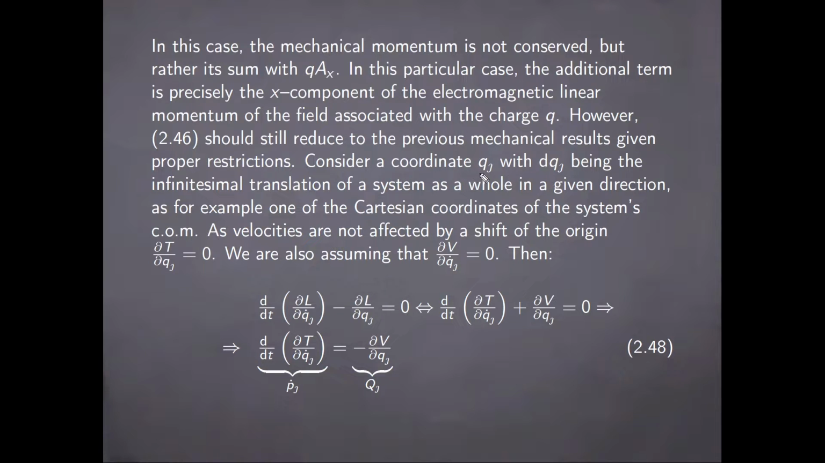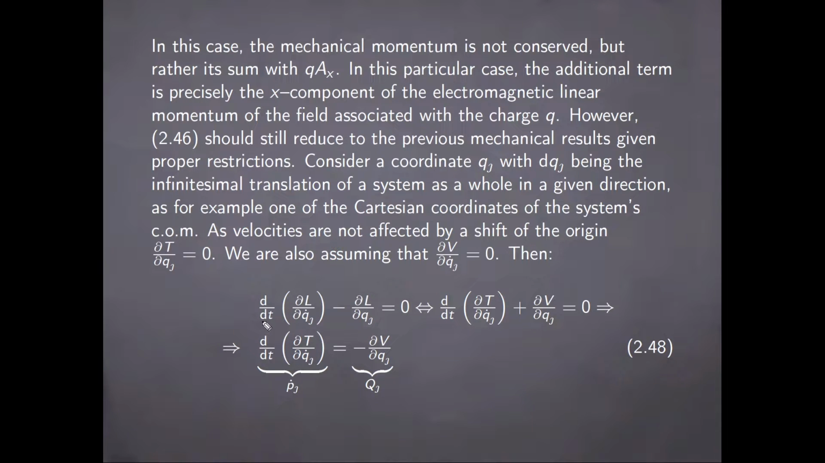Consider, for example, a coordinate qj with dqj being the infinitesimal translation of a system as a whole in a given direction, as for example one of the Cartesian coordinates of the system's center of mass. As velocities are not affected by a shift of the origin, then the partial derivative of the kinetic energy with respect to qj is 0. And we are also assuming that the partial derivative of the potential with respect to the generalized velocity associated with qj is 0. So the potential is dependent only on coordinates.